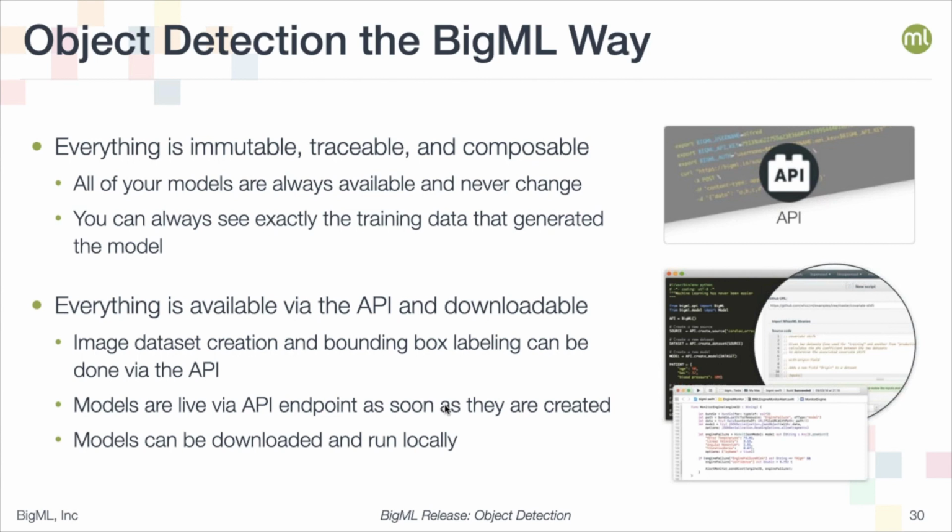Models are live via the API endpoint as soon as they're created. You saw that I can just create a model and immediately go to that model and start making predictions at scale on BigML hardware. And then finally, models can be downloaded and run locally. Especially if you use our Python bindings, you can just download the model, instantiate it locally in the Python bindings as you would any other model, and be immediately making predictions in Python or making predictions on edge devices as you need to.